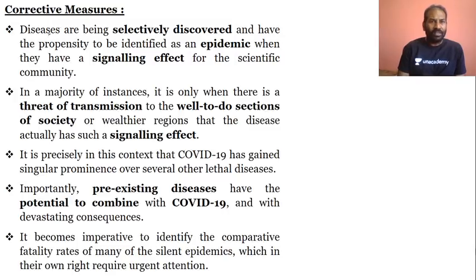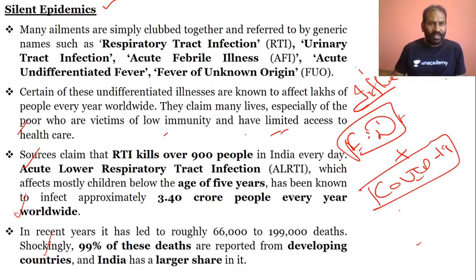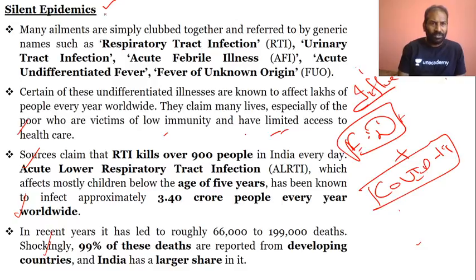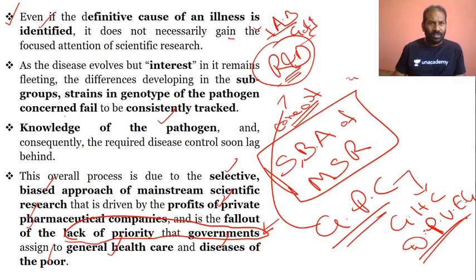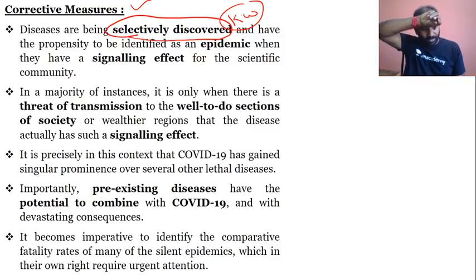We have looked at the silent epidemics. We have looked at the failures of the disease surveillance system. And now we will look at the corrective measures. Diseases are being selectively discovered. This is the cause of concern, and this is a keyword, as Janavi was talking about. Government comes into action only after a sizable population gets infected, especially when pathogens threaten lives of the rich strata of people. That is what it is.